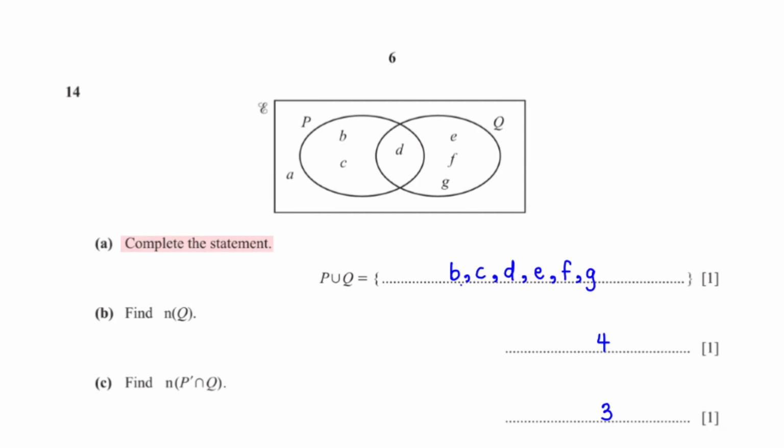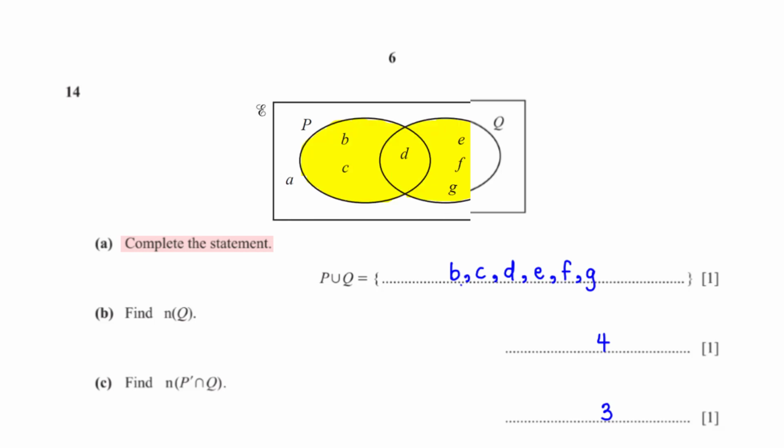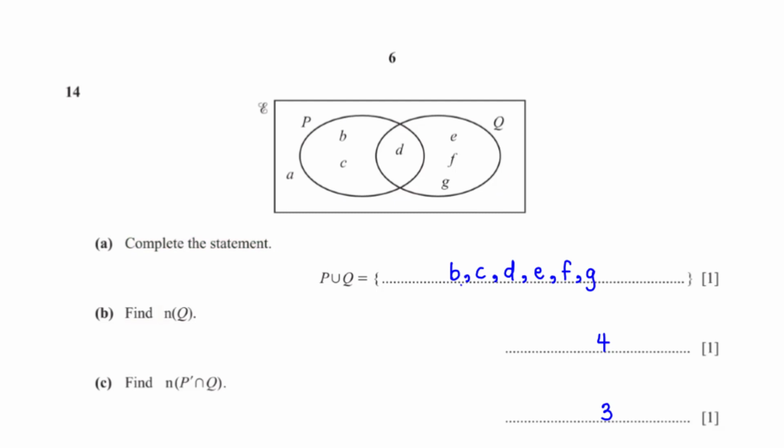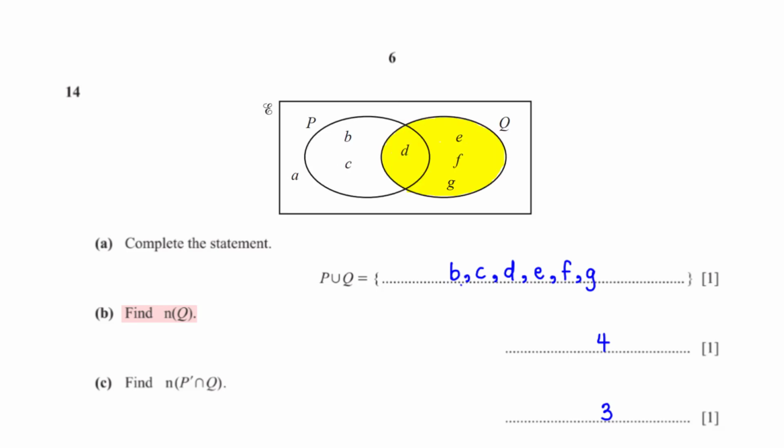Complete the statement. P union Q equals blank. We are to state the elements in the region P union Q. These elements are B, C, D, E, F, and G. Find n(Q). In other words, we are to state the number of elements in set Q. The elements in set Q are 4 in total.